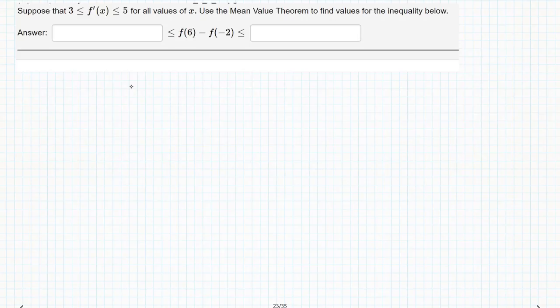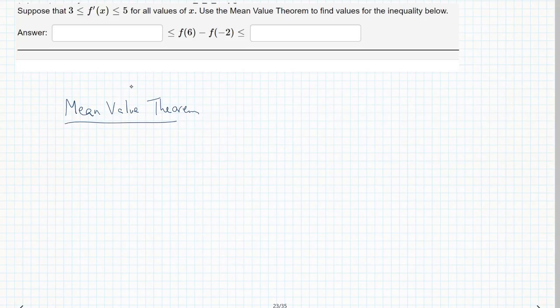So let's see what's happening here. Suppose that 3 is less than or equal to f prime of x is less than or equal to 5 for all values of x, and it says use the mean value theorem to find values for the inequality below. So what we know is the mean value theorem. And so we're going to assume that this is actually continuous and differentiable. So the mean value theorem says if it's continuous and differentiable, then you have this property holding. There exists a C such that this would happen.